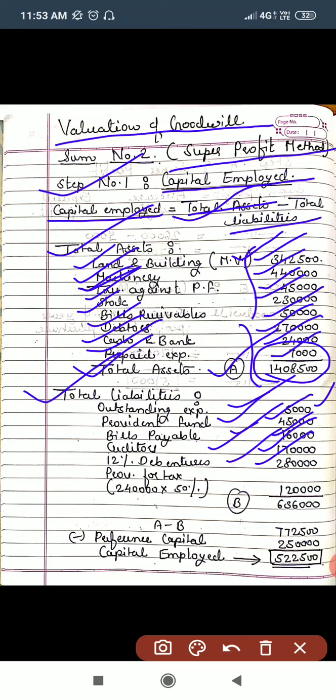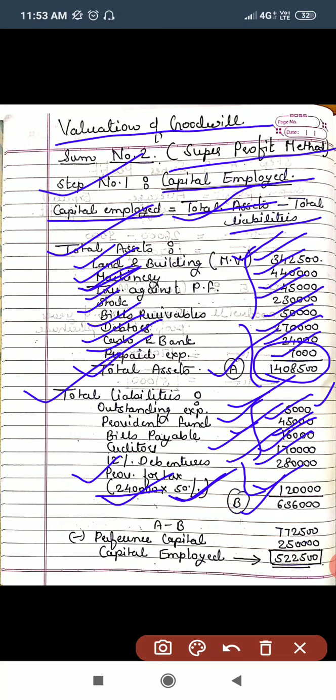One more thing which has been given to you is the profit of the year. You have been given that the profit of the current year is rupees 2,40,000, which is prior to the taxation liability at the rate of 50%. It is our moral responsibility to pay the tax, and that is why provision for tax, 2,40,000 into 50%, you will get 1,20,000 as your liability. If you take the total of this, you will get the total liabilities of 6,36,000.